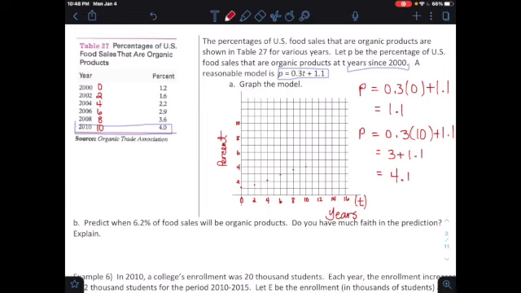So now, if they want you to predict, here's what we're going to do for the second part: predict when 6.2% of food sales will be organic products. Do you have much faith in the prediction? Well, since it's really close, I will probably say yes. My prediction probably should be really good. Now, a couple things. They might have you predict by extending the line or using the model. But using the model is easier. It's close enough to it.